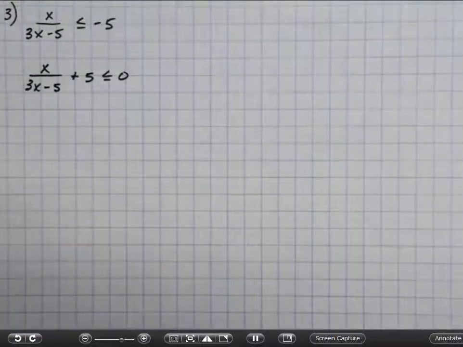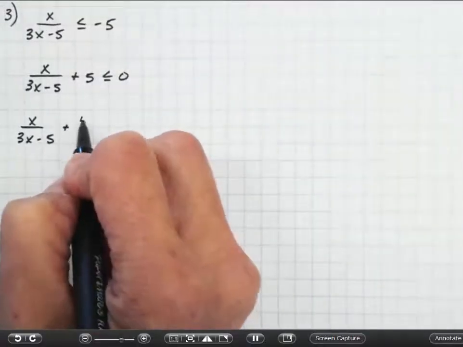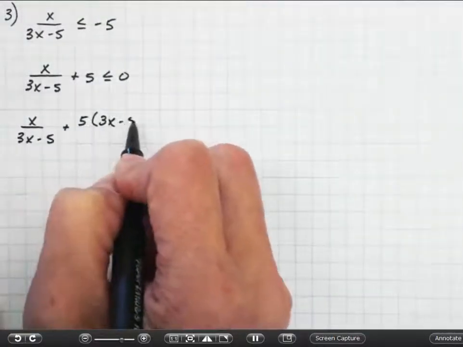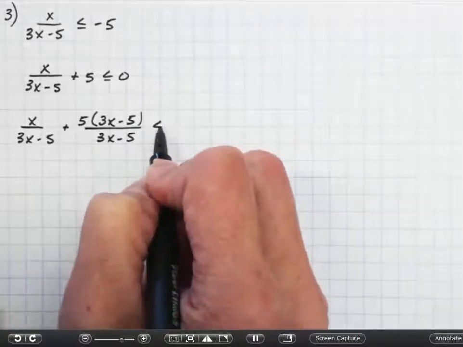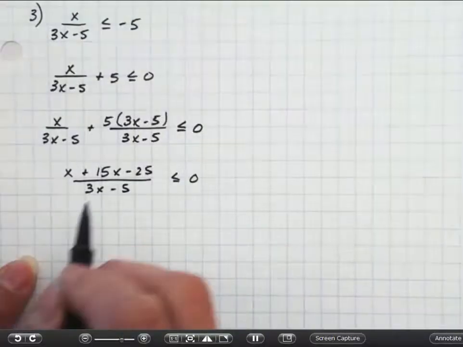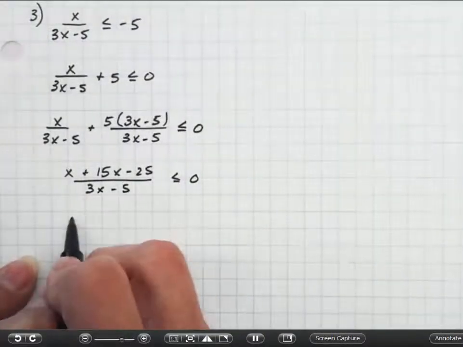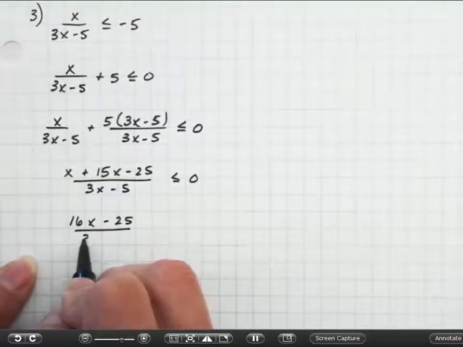Okay, so when I use my common denominator, what do I end up with? Good. So plus 5 parentheses 3x minus 5 over 3x minus 5, and that's going to be less than or equal to 0. Combine your numerators and then simplify your numerator. So it looks like you end up with what? 16x minus 25 over 3x minus 5.